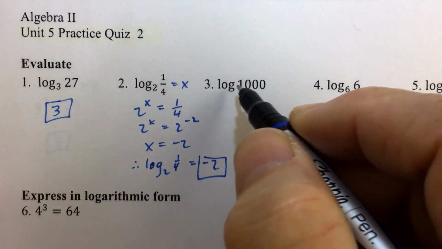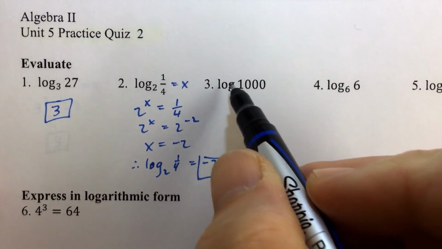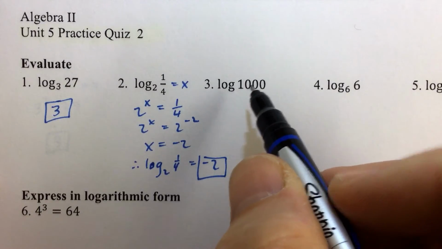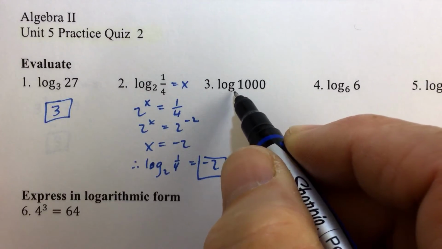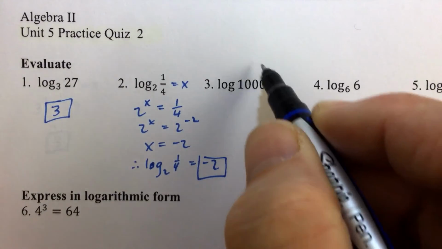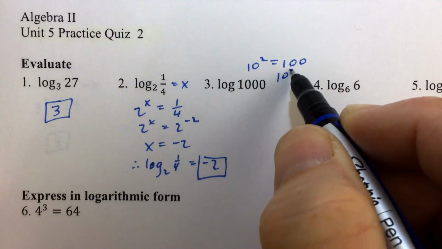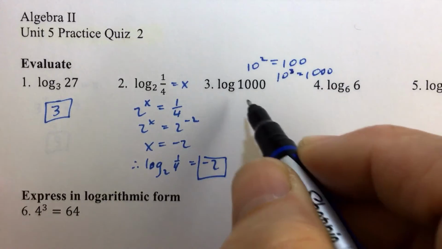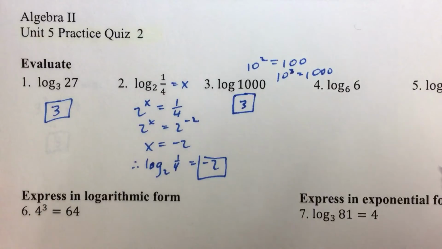Here we see log without a base, and that means that the base is 10. We don't see a 10, but it is a 10. So 10 to what power is 1,000? Well, 10 squared is 100. 10 cubed then would be one more 0 on that, and that would be 1,000. So therefore, the log base 10 of 1,000 is 3.